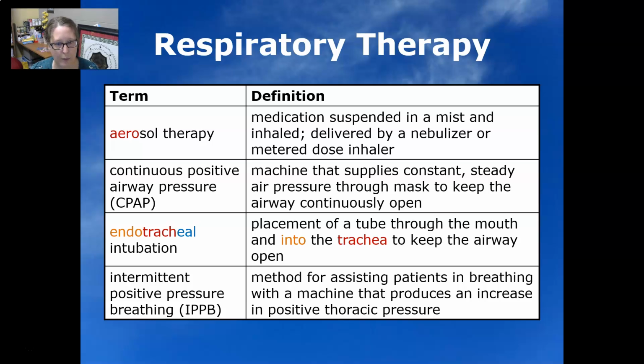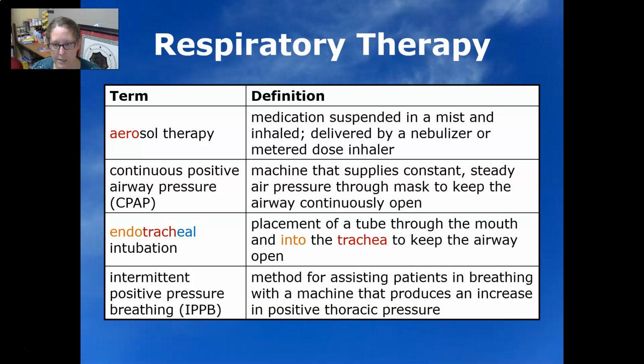Continuous positive airway pressure, also known as CPAP, is a machine that supplies a constant steady air pressure through a mask to keep the airway continuously open. So CPAP is often used at night. It's a big old mask that fits over the nose and mouth.